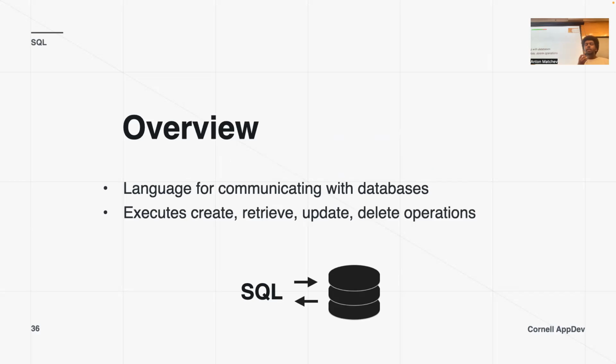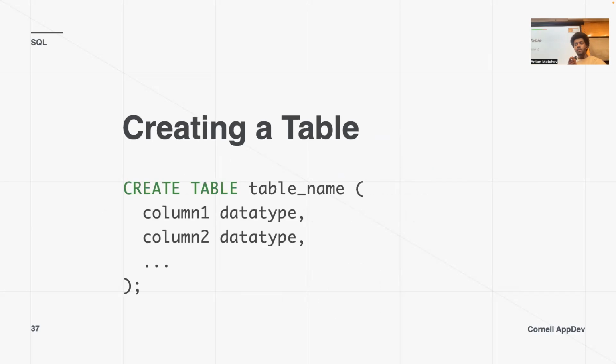So SQL is the language that you will mostly use for communicating with databases. It allows you to create, retrieve, update, and delete operations just as you could with, say, Python. So here's an example of how you create a table. You'd say create table, and then you put in the name of your table. So it could be users, it could be tokens, it could be tickets, websites, I don't know. And for each table, you have to define your columns.